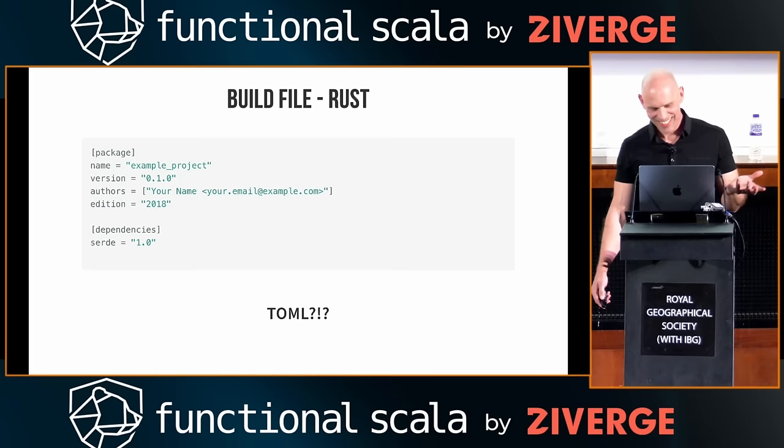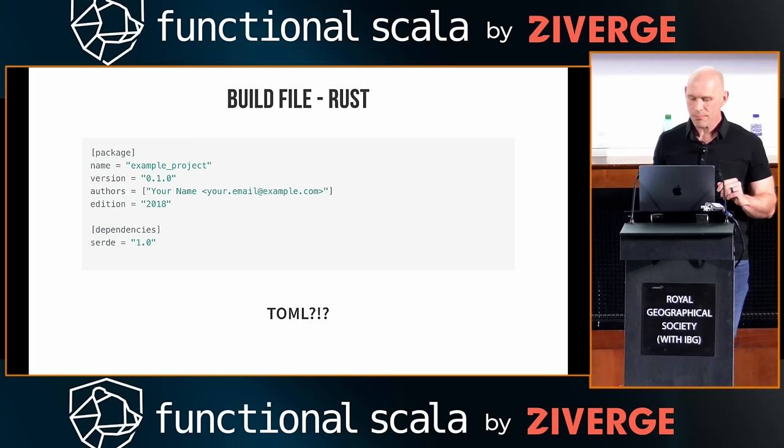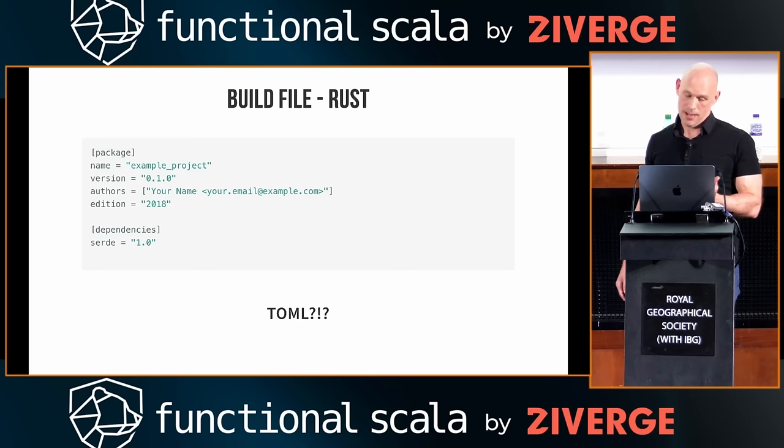This is a ridiculous file format for a build. Ridiculous. It's a glorified properties file, right? Key equals value. It has a little more structure than that. But it's kind of a ridiculous format for a build file. And yet, let's say you want to encode logic in here. There's no way to encode logic. There's no conditional. You can't do a Boolean test here.